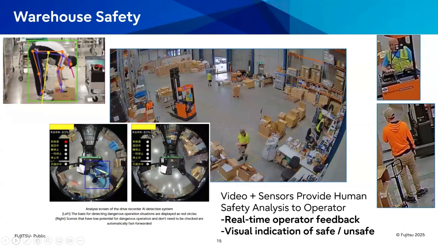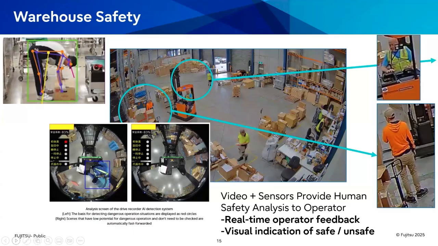One of the approaches is a key element within warehouse safety. On the moving fork trucks, we actually have sensors that will find the operator, find other humans within the space, and give visual feedback to that operator so they know where it's safe to go, where they should be cautious, and in real time be able to take those corrective actions.